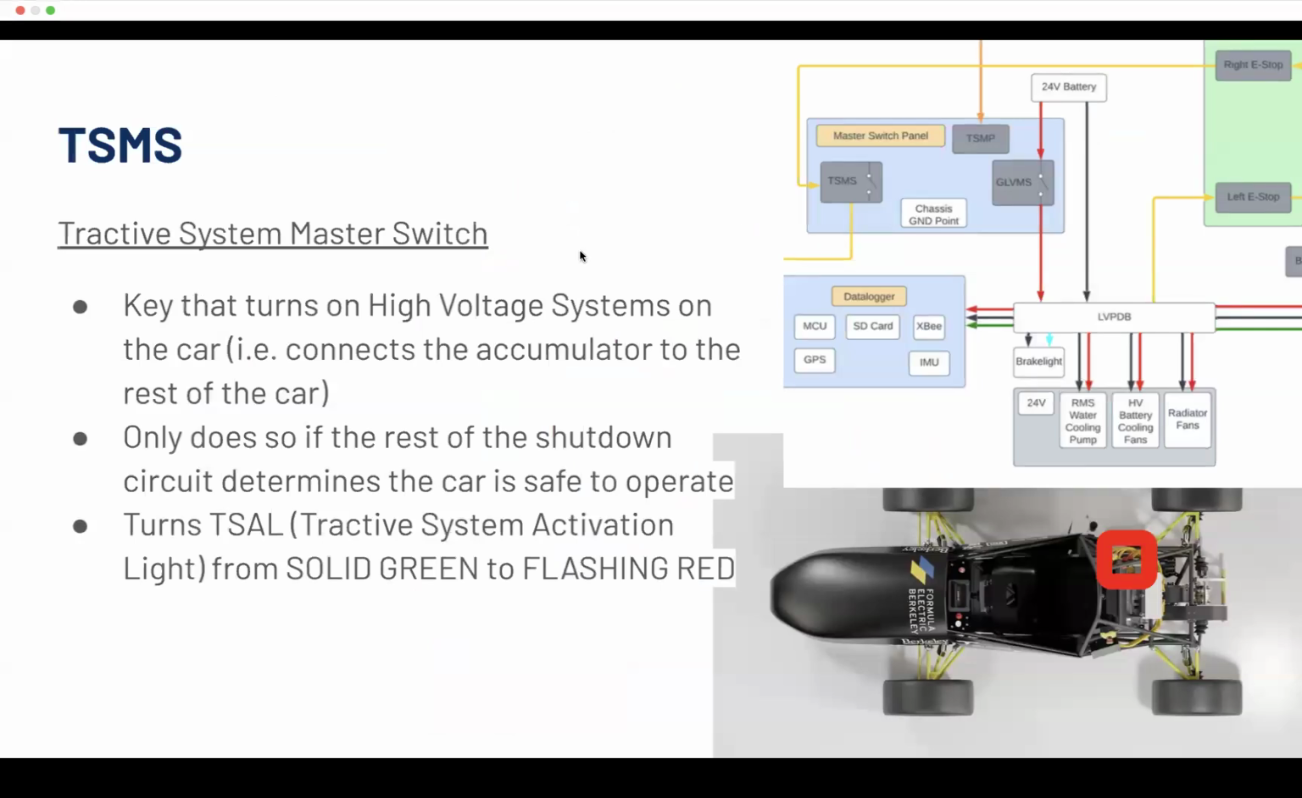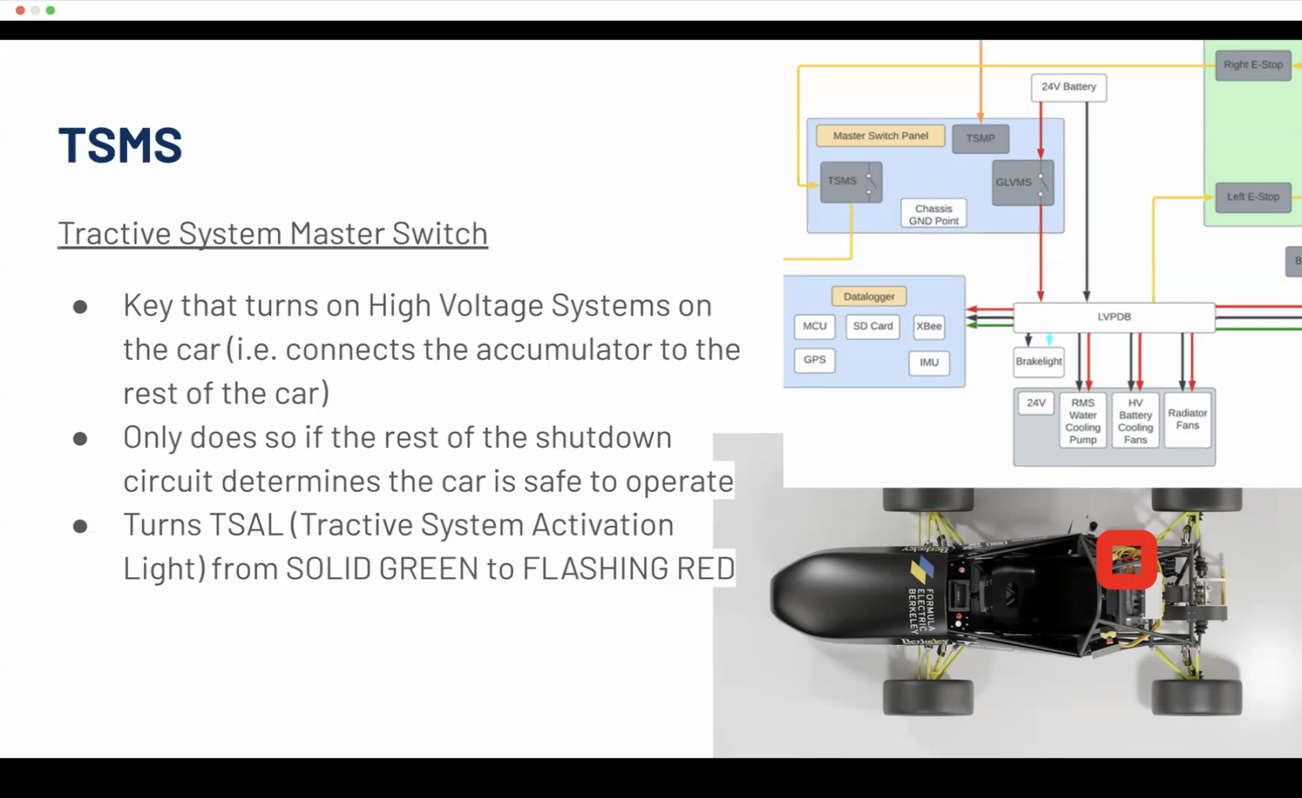So now if we turn the tractive system master switch, which is directly next to the grounded low voltage master switch, also the tractive system master switch should have a lock over it that only ESOs have keys to. So you shouldn't even be able to fit the key in there to turn it on. There's a lock that cuts it off so nobody can access it.